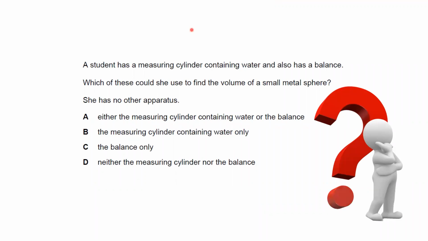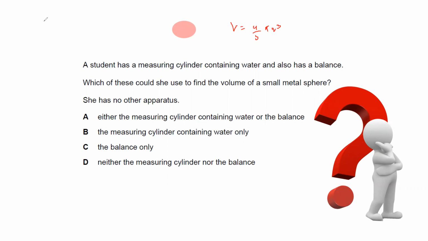Why is B the right answer? Because the purpose of the balance is to measure the mass. So if we need the volume of a sphere, the formula to get the volume of a sphere is volume equals 4 by 3 pi r cube. That is the formula for volume of a sphere. But we cannot measure the radius or diameter because we don't have any ruler or a micrometer to measure the diameter or the radius. So we cannot use the formula.